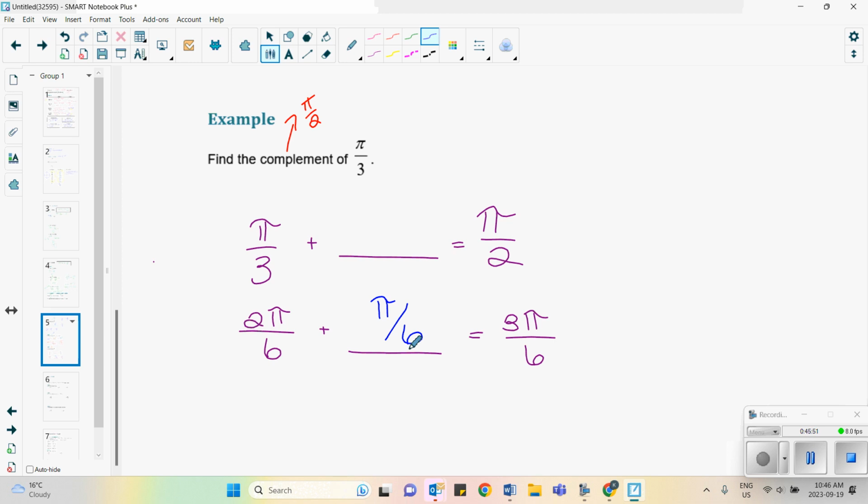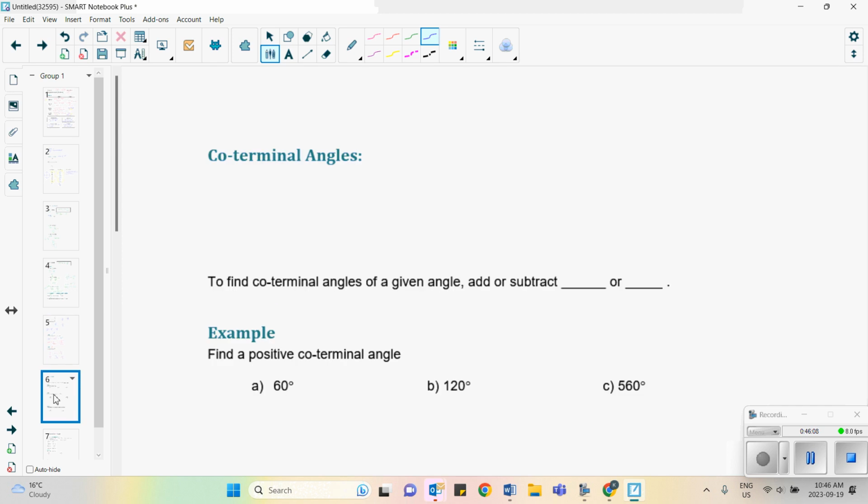You can make it a subtraction question. You can say, okay, pi over 2 is what I want to finish at. I can subtract what I have, and that will tell me what I need. Really, it all depends what makes sense in your brain. Okay, we good? Nothing terrible today, it's just that conversion.